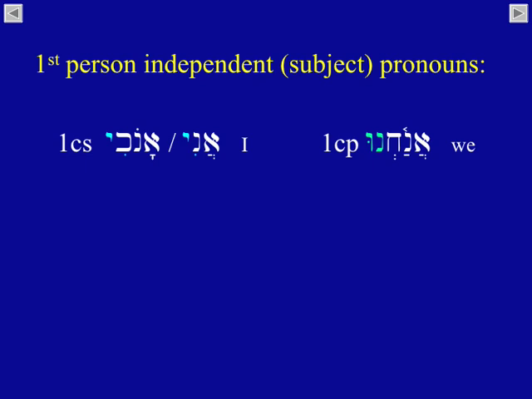But for the time being, sticking with our independent pronouns, there is the first person singular and plural. The first person singular, ani or anochi. These mean the exact same thing. It's just two forms of the same pronoun. Ani or anochi means I. Anachnu means we.